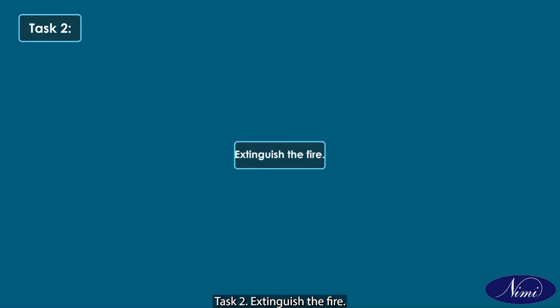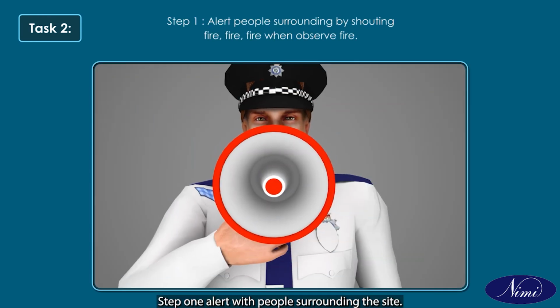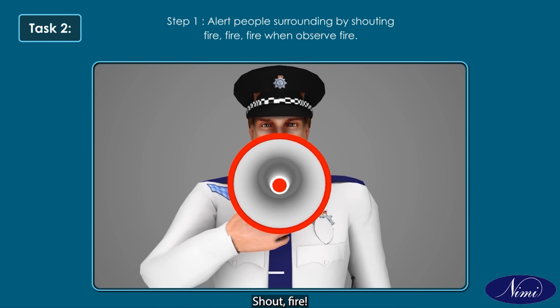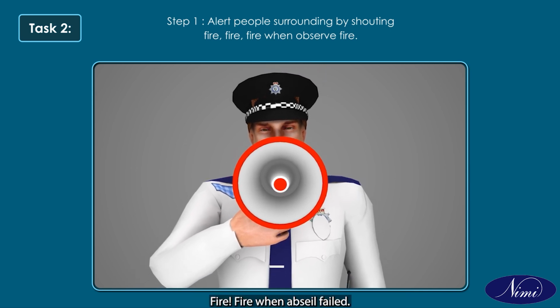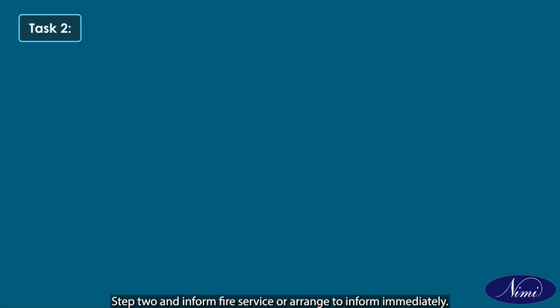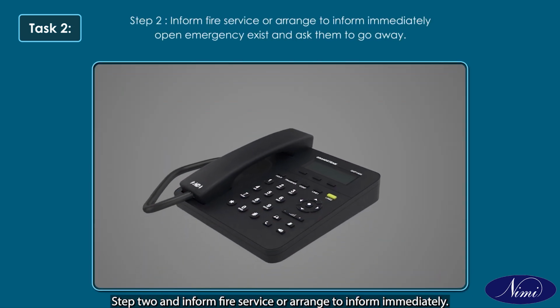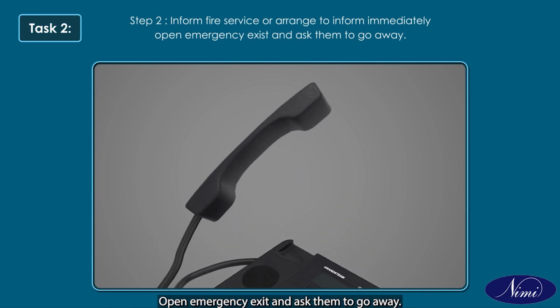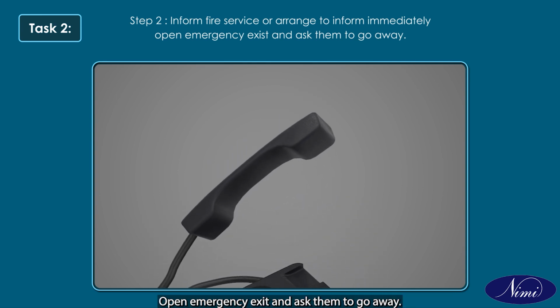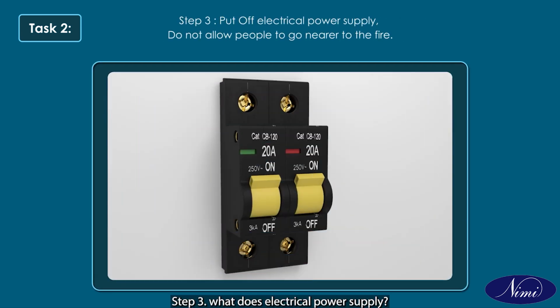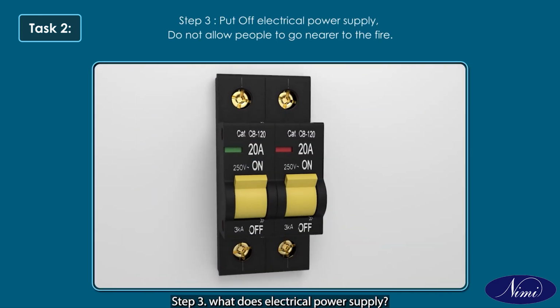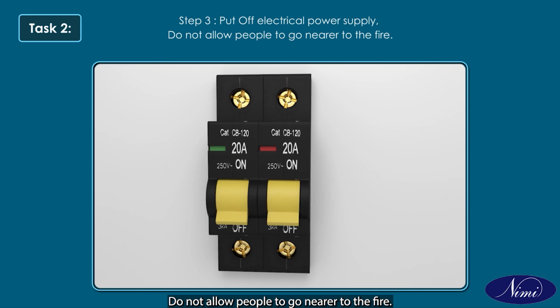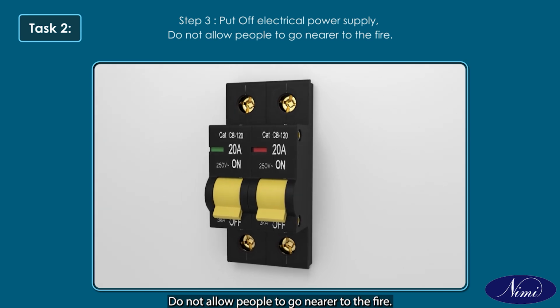Task 2. Extinguish the fire. Step 1. Alert people surrounding by shouting, "Fire, fire, fire," when you observe fire. Step 2. Inform the fire service or arrange to inform immediately. Open the emergency exit and ask them to go away. Step 3. Put off the electrical power supply. Do not allow people to go nearer to the fire.